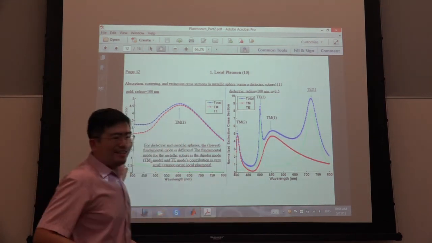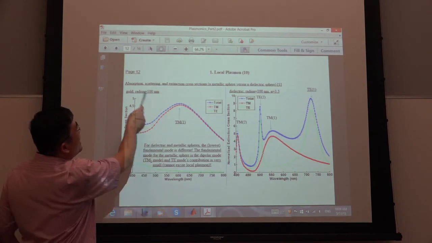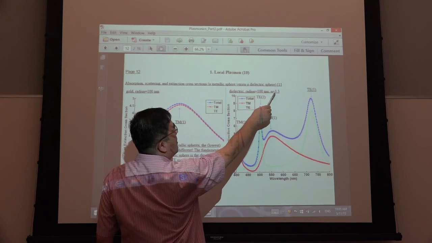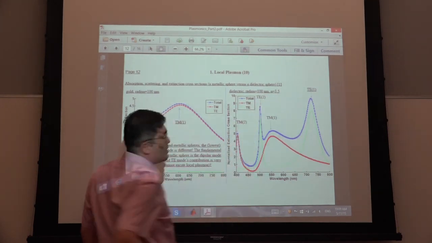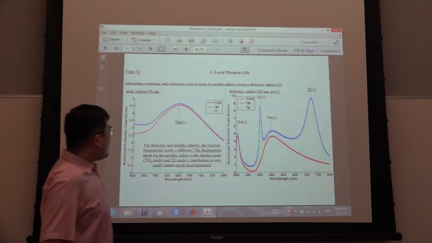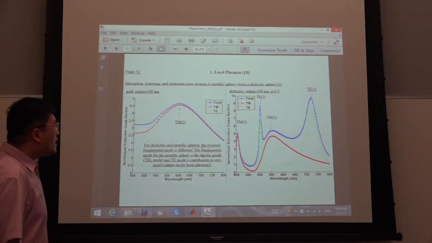This is multi-mode. Okay, dielectric sphere. Everyone has a 100 nanometer diameter. This is gold. This is with n equal to about 3.5 refractive index, similar to silicon, you can understand. But here I use a lossless one. You can see here, this is a very interesting figure.